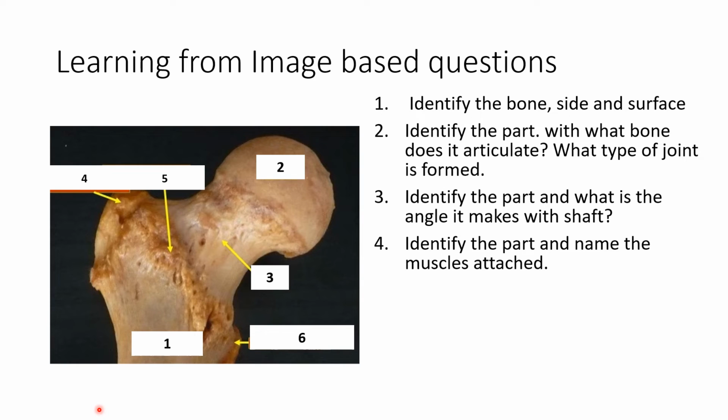Then what is number 4? We have to identify the part and name the muscles attached to it. So it is the greater trochanter of the femur, which is a quadrangular projection on the lateral aspect of the upper end of the femur, and you can see the attachments of it. Try to recollect the attachments to the greater trochanter of the femur.